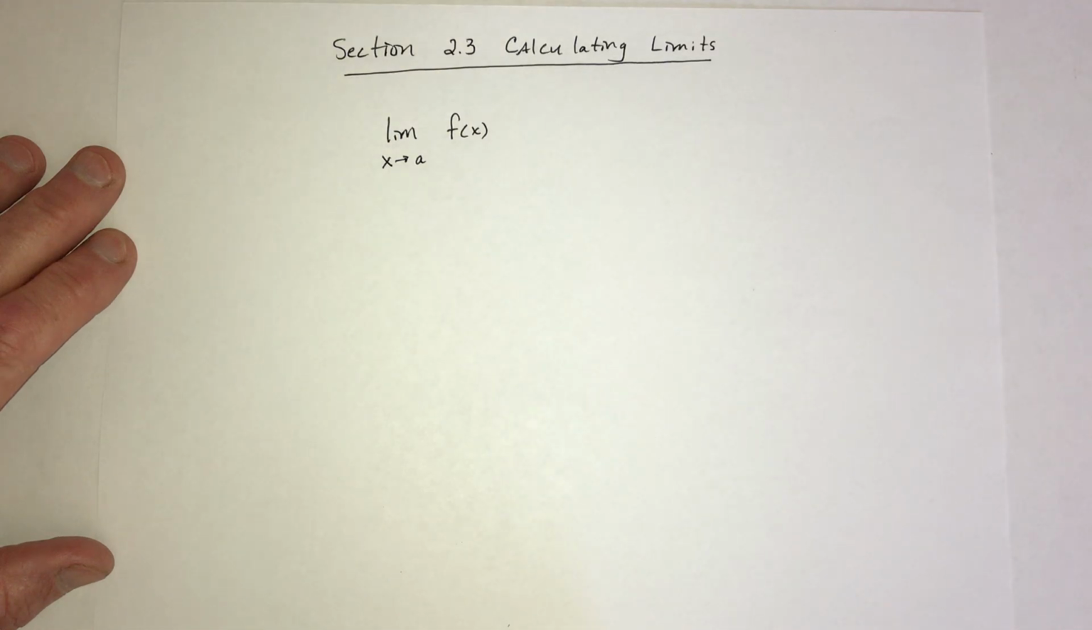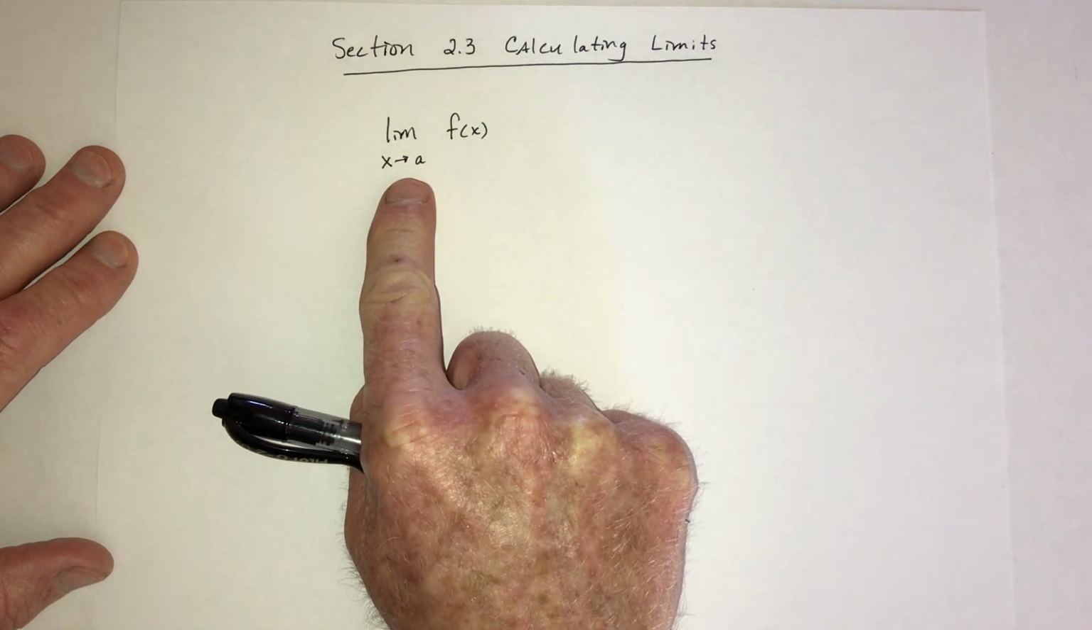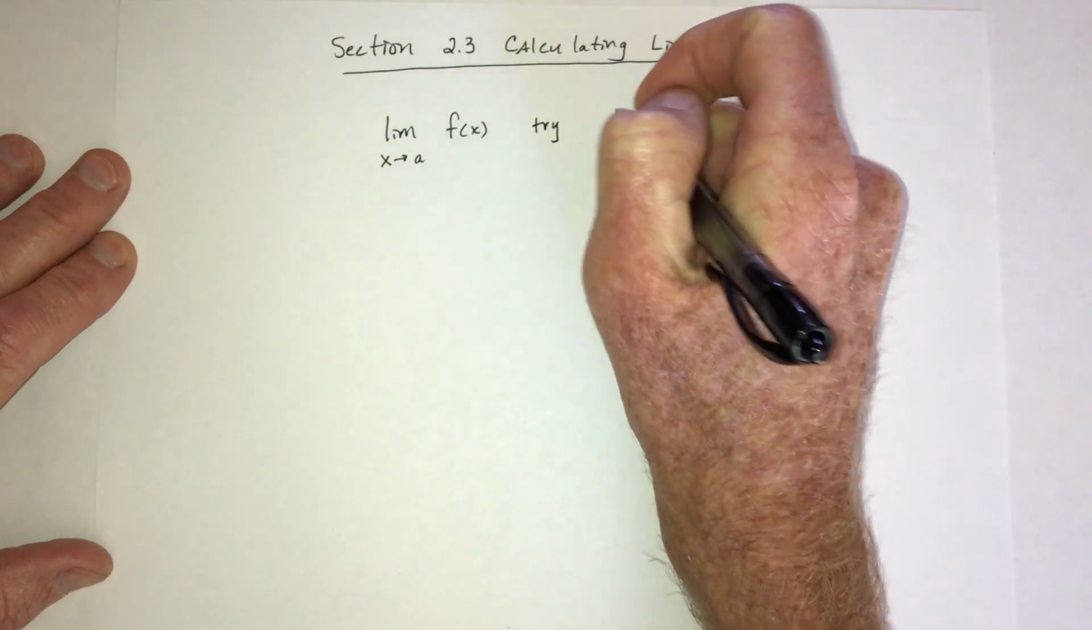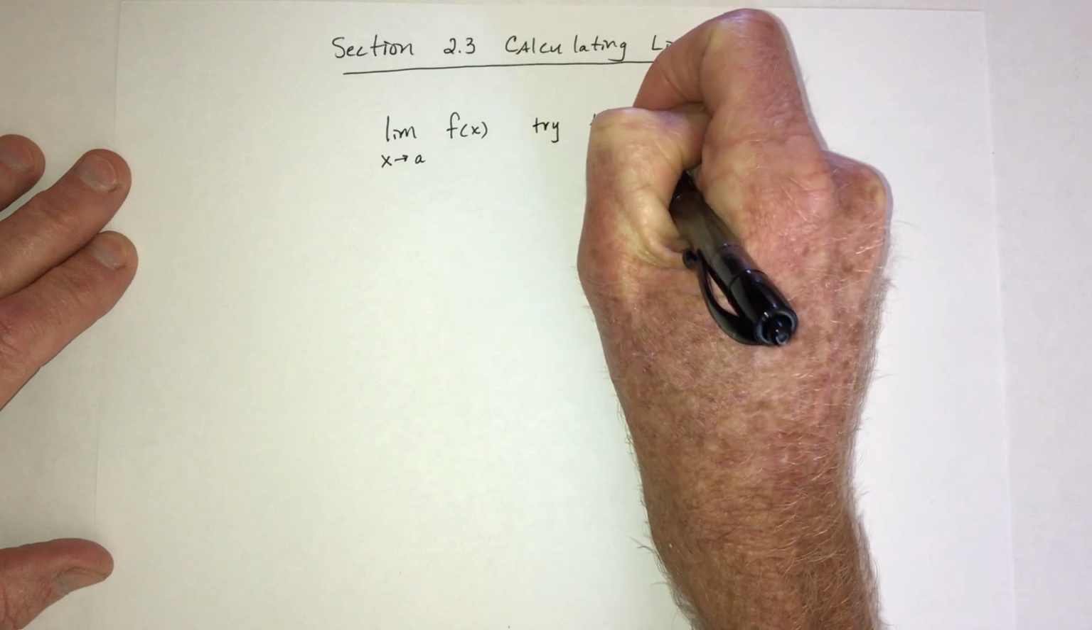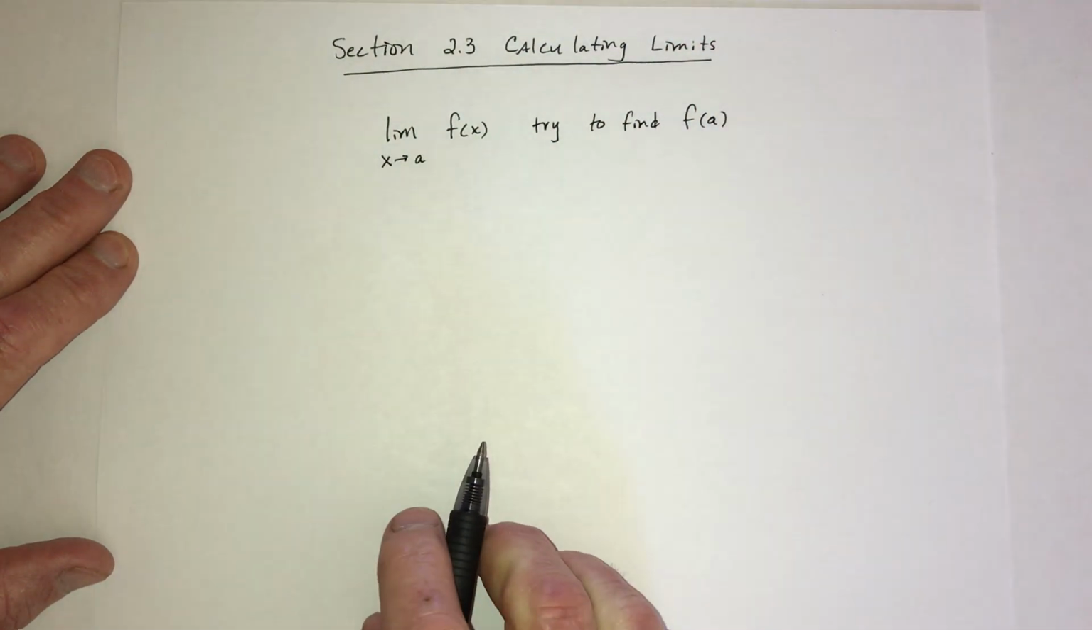And now for calculating limits using the laws of limits. Well, one thing is, if you have this limit of f of x as x approaches a, first try to substitute that number a into whatever the function is. And if you get an actual number, you're done. If it says 5/7, you're done. That's the answer.